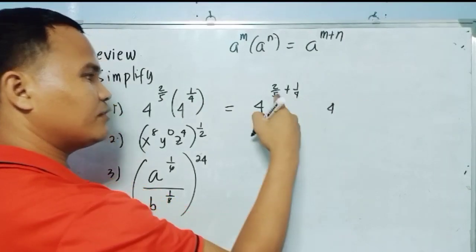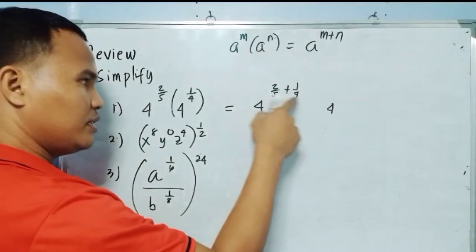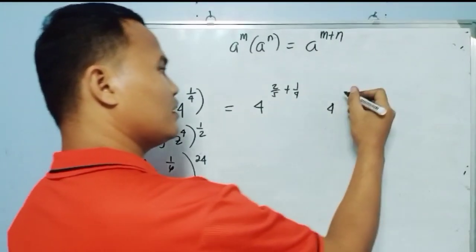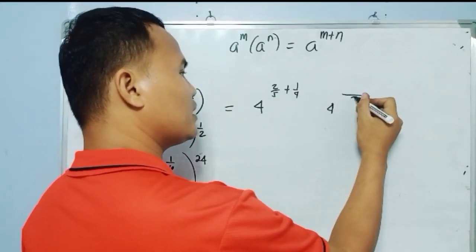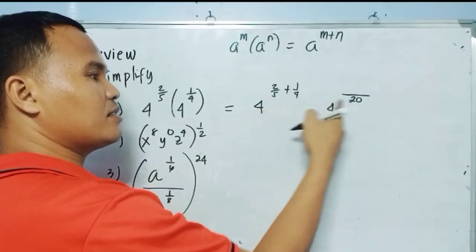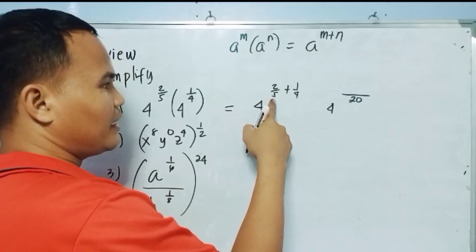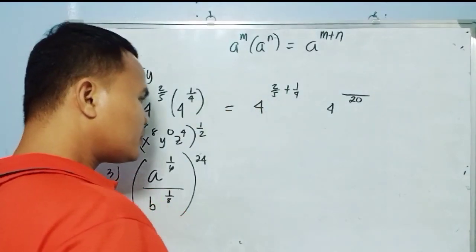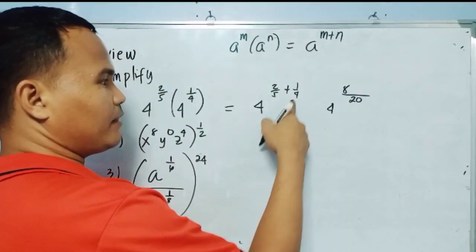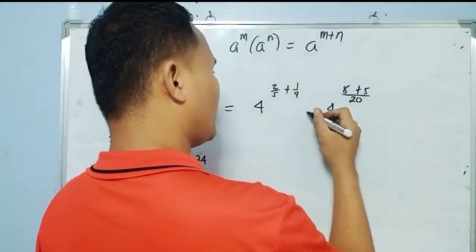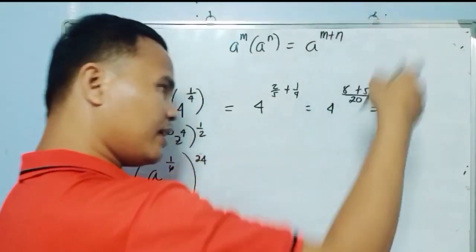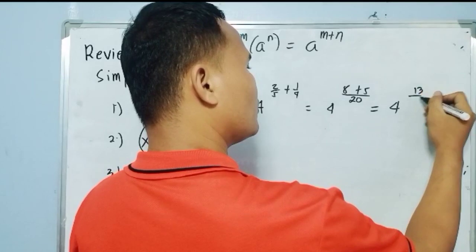By the idea of adding fractions, these two fractions are not similar, so we are going to find the LCD. The LCD of these fractions is 20. Then 20 divided by each denominator: 20 divided by 5 is 4, times 2 is 8. Then 20 divided by 4 is 5, times 1 is 5. Add the two numerators, and we have 13 over 20.